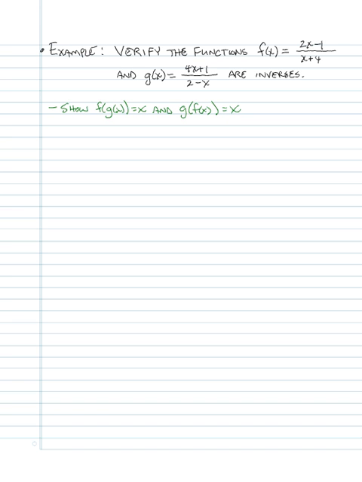And so the idea is simple. Of course, the algebra is much more complicated here, just because the functions are more complicated. So let's start out with f of g of x. Well, as we know, we're going to replace the g of x with what it's equal to, and of course it's the fraction (4x plus 1) divided by (2 minus x). So that becomes the input into the function f.